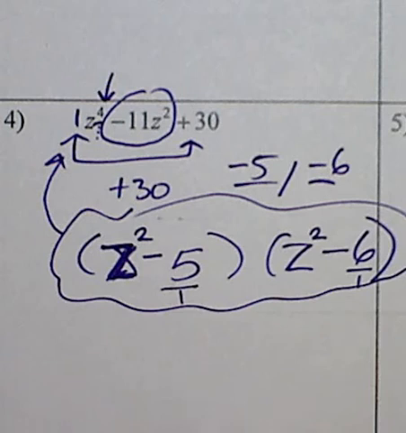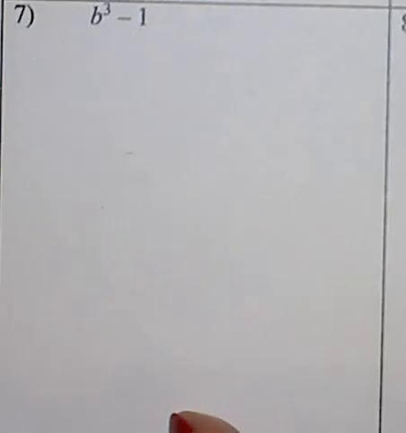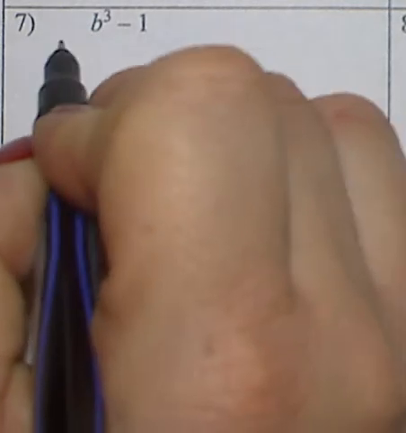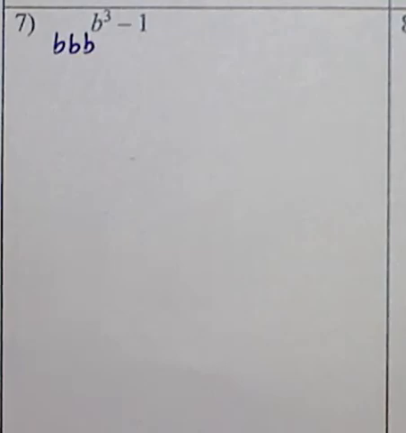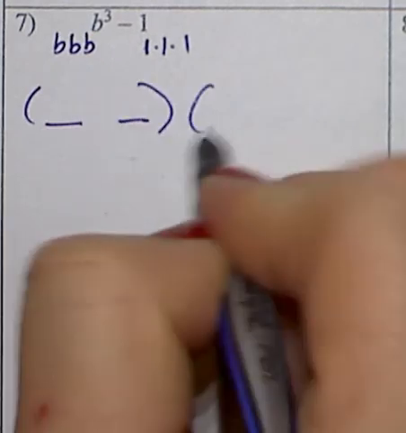Okay, we're going to go on right now to number 7. Please find number 7. So this is adding and subtracting. This is the sum and difference of cubes. So b times b times b is b cubed, and 1 times 1 times 1 is 1. So I know there's going to be 2 things here and 3 things in back.